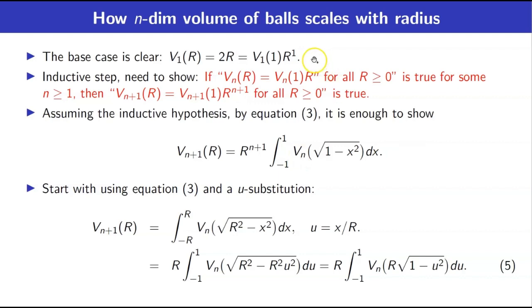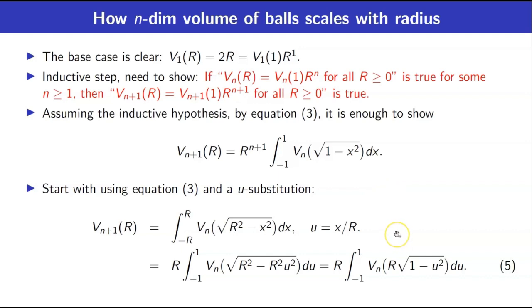Proceeding by induction, the base case is clear. Now for the inductive step. We just need to show that if the formula holds for all n-dimensional balls, then it holds for all n+1 dimensional balls. Assuming the inductive hypothesis, by equation 3 that we're basing all of our proofs on, it's enough to show the equality below holds because this is just the formula for volume of the n+1 dimensional ball of radius r. Starting with equation 3 and using u substitution, we get the following expression for v sub n+1 of r.